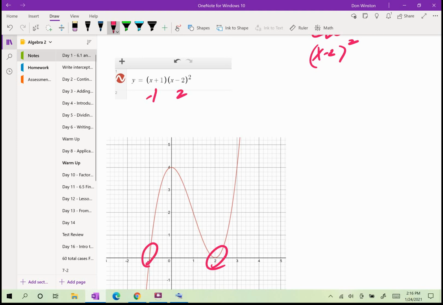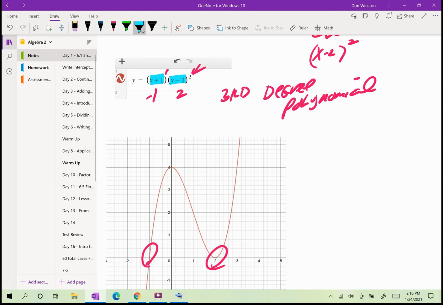Also want you to notice, so what degree polynomial would this be? Well, this would be a degree 3 polynomial, because the degree of that factor, x plus 1, is just 1, and the degree of this factor, x minus 2, is 2. So this would be a third degree polynomial. I have a linear term here, x plus 1, and then I have a quadratic term, x minus 2 squared.